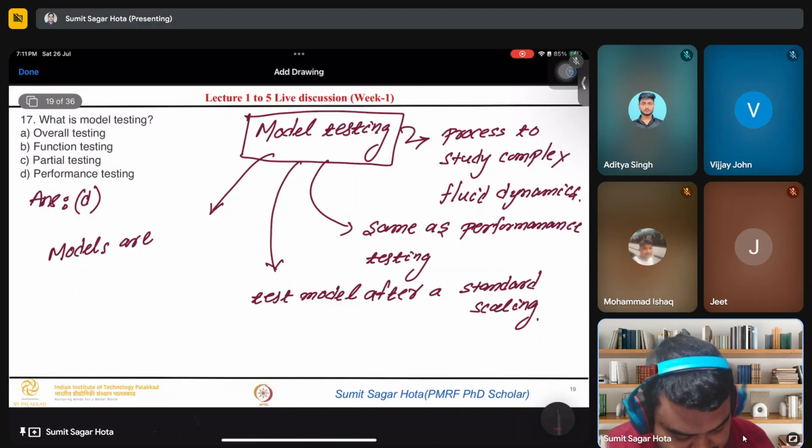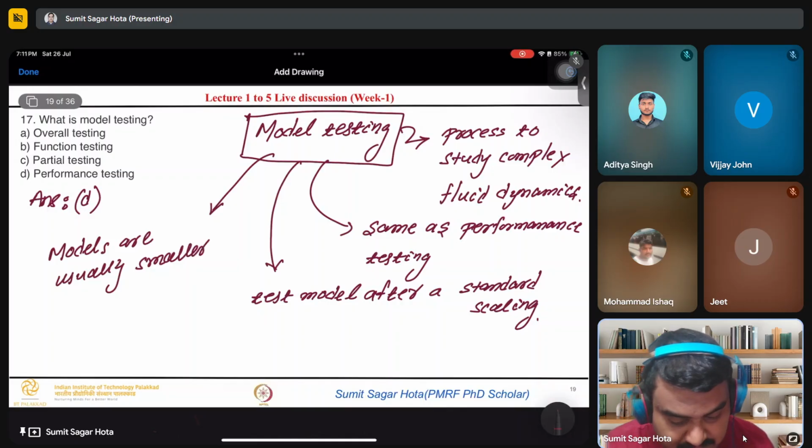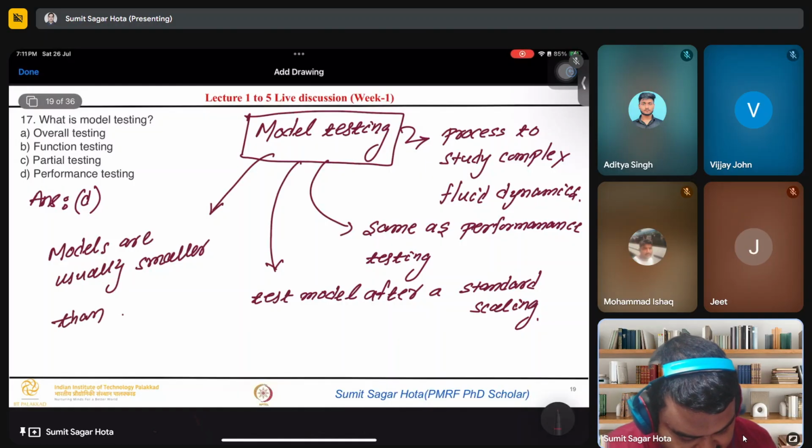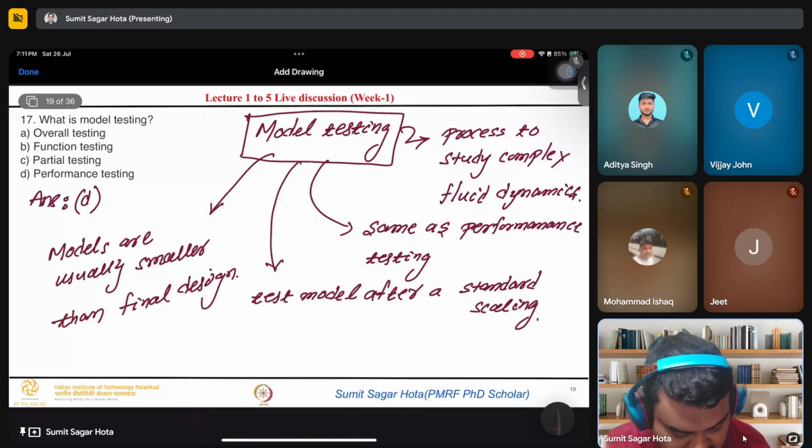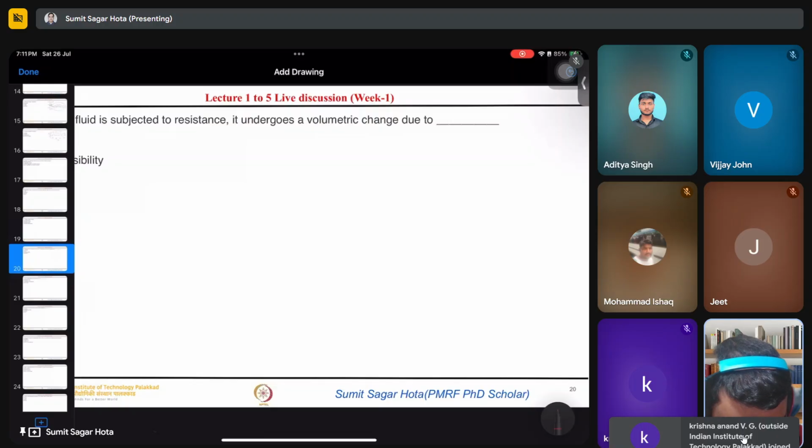Models are usually smaller, so we write down usually, not always. Usually smaller than final design. So yeah, next one.